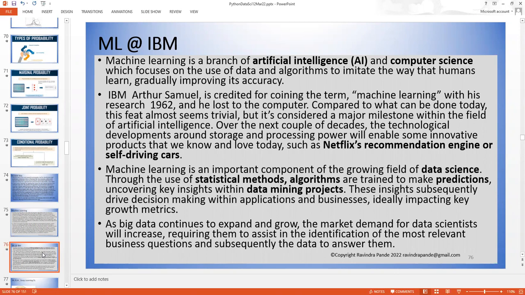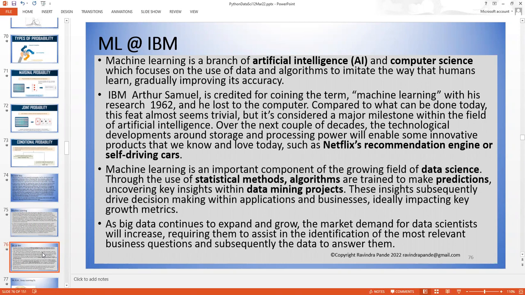And we'll try to reduce the other approaches from our thought process. IBM's Arthur Samuel is credited for coining the term machine learning with his research in 1962. So this was the first data scientist, as we normally refer to him. Even within computer programming, if you get a question about who is the forefather of ML, it is Arthur Samuel. In 1962, he basically registered this term machine learning, and then he started working on that.